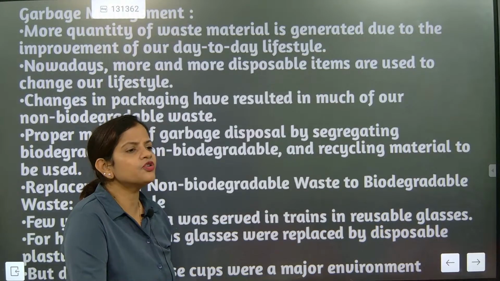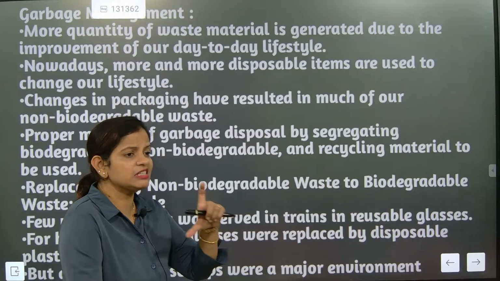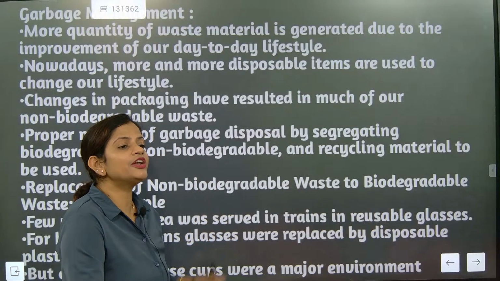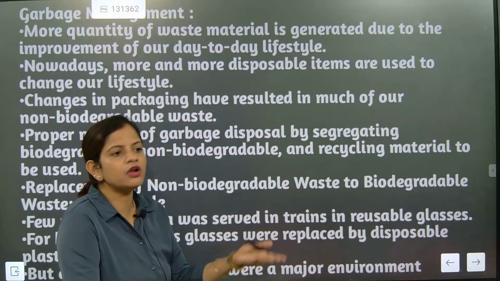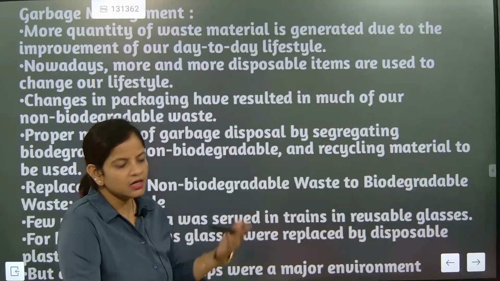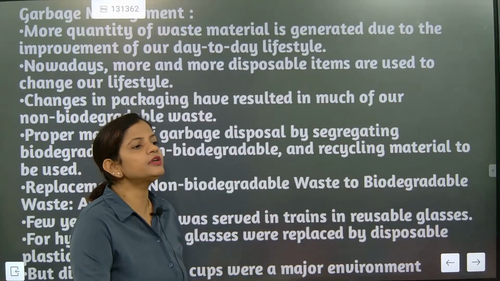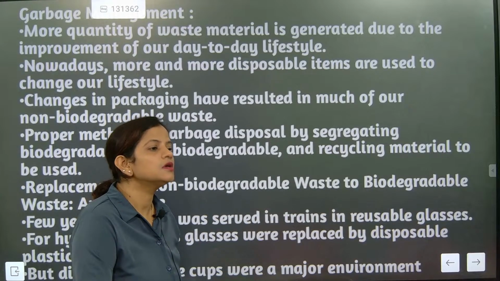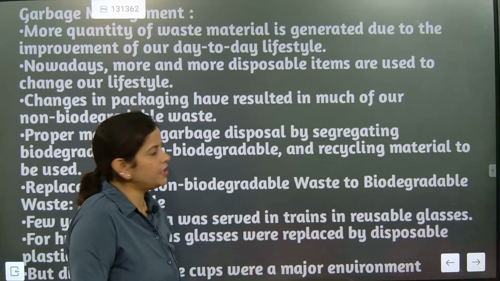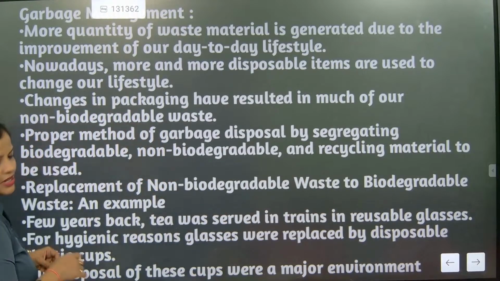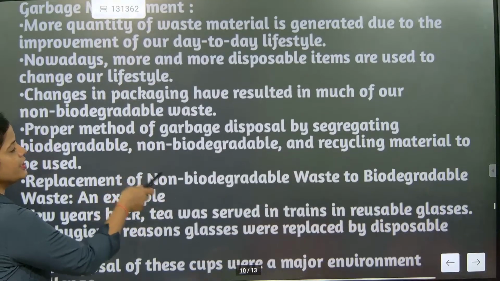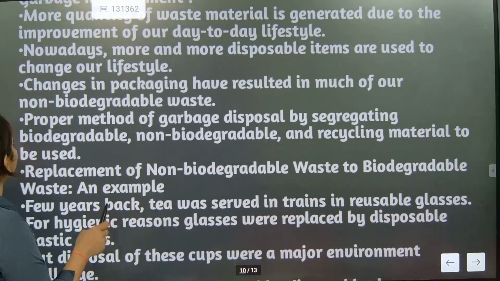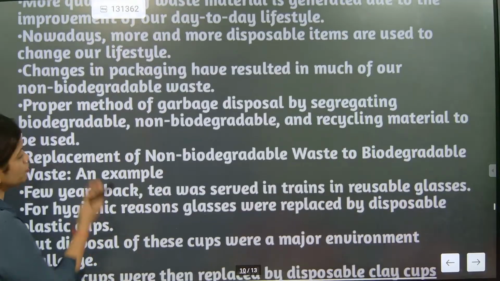No, we can't control it. It's not like one glass bottle you are using, and after that you are giving it again. The glass, at least, can be recycled. But in the long term, it is affecting what? Our environment only. Understood? So now a proper method of garbage disposal, by segregating biodegradable and non-biodegradable material, and recycling can be used. So these are the precautions.